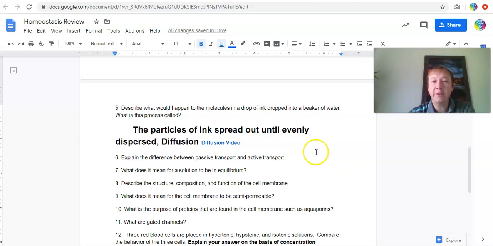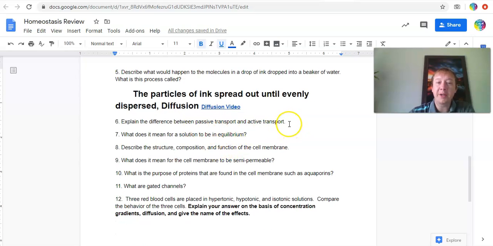Okay, so when the ink is dropped into the beaker of water, the ink will spread out until it's evenly dispersed. That process is called diffusion. I put a video in there so you can see it happening, showing what it is. The particles will simply spread out.